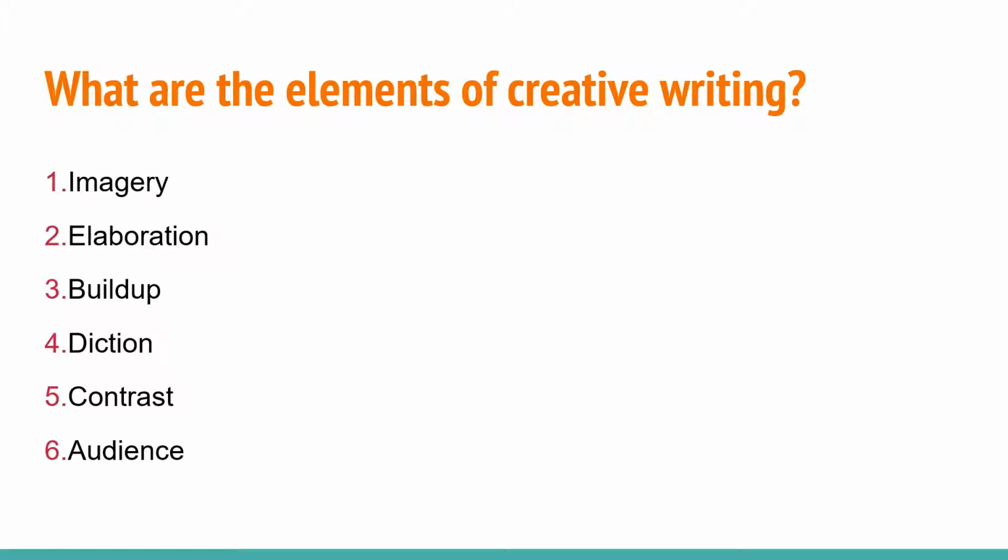The 6 main components that we're going to be talking about in creative writing are imagery, elaboration, build-up, diction, contrast, and audience. So I'm sure that you know what these are, just in general. You've definitely heard of imagery and diction and audience in language arts last year and the year before. We've talked about it a lot. But we'll look at the definitions more specifically in the next slides so that you can choose some of these elements to include in your own creative writing.